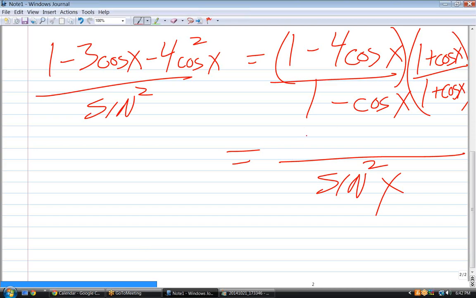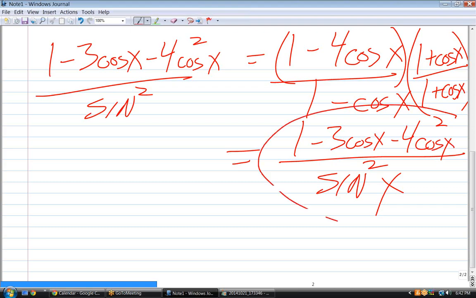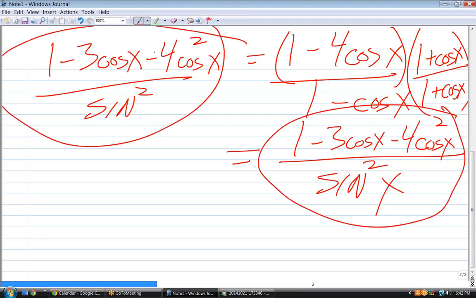If I FOIL these two together, I get 1 minus 3 cosine x minus 4 cosine squared x. And I've turned the right side into the left side in one step, by merely multiplying the right side by the conjugate divided by the conjugate. And that's a pretty common step, but usually only for 1 minus cosine or 1 minus sine. And the reason is that we get to replace two terms with one term after we do it. Okay?